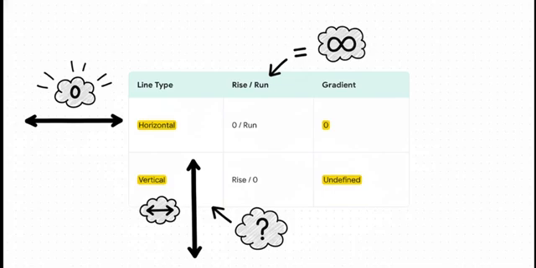For a totally flat horizontal line, the rise is always 0, right? It doesn't go up or down. So the gradient is 0. And for a vertical line, one that goes straight up, well, the run is 0. It doesn't move left or right at all. And in math, you can't divide by 0. It's impossible. So we just say its gradient is undefined. Those are two key facts you've just got to remember for those two special lines.